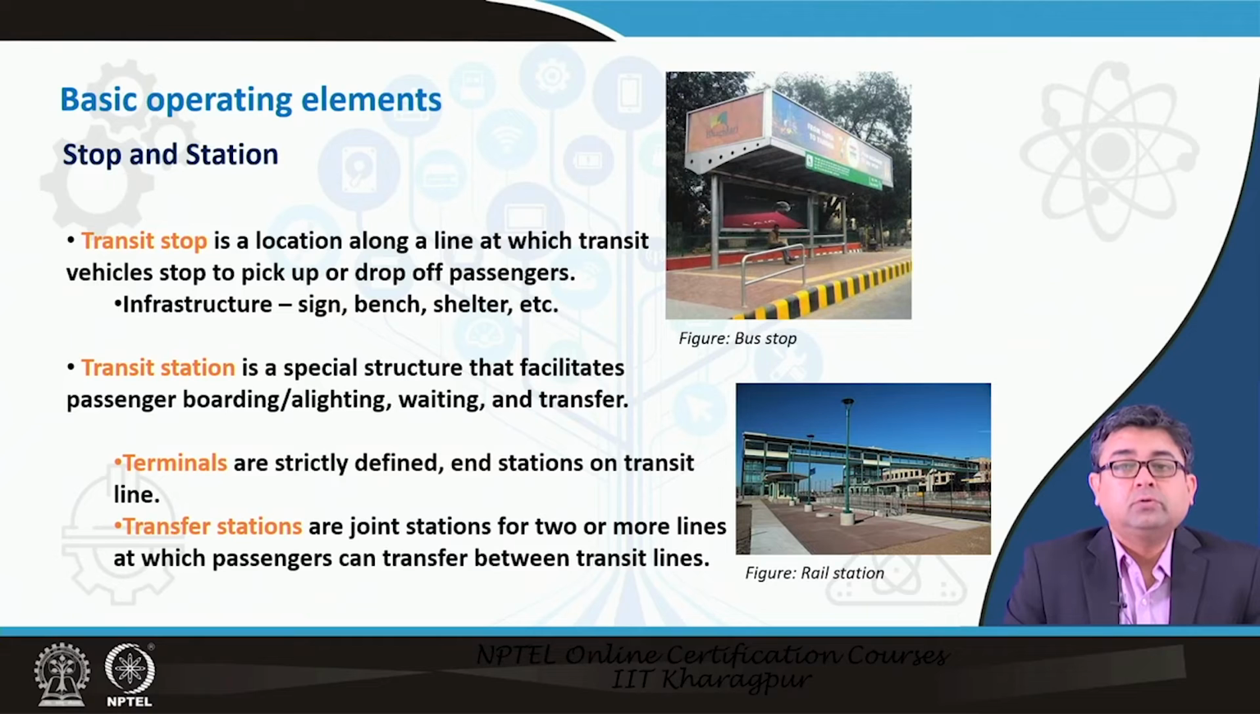Those two stations or stops are called terminal stations, whereas there may be other stations where people could transfer from the black line, for example, to the other green or blue lines. Such stations are called transfer stations, and they are joint stations for two or more lines at which passengers can transfer between transit lines. So, a transit station could have two different classifications as well.